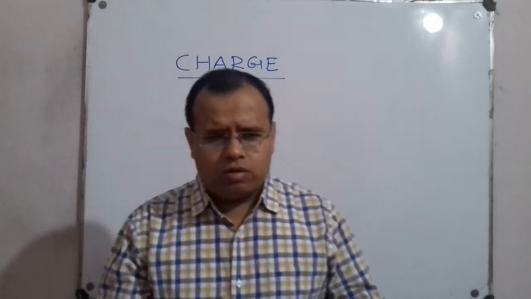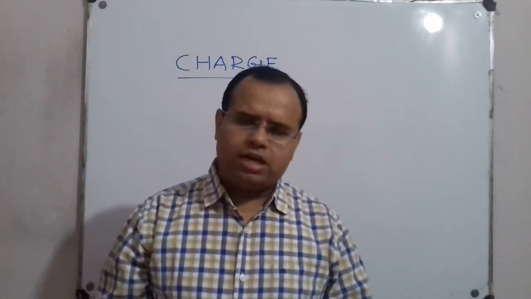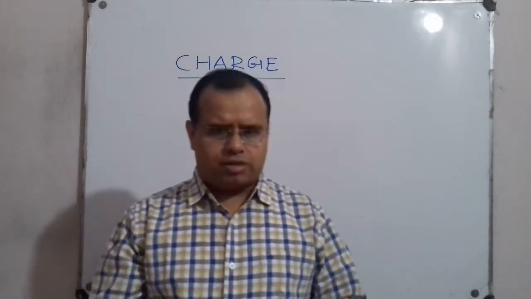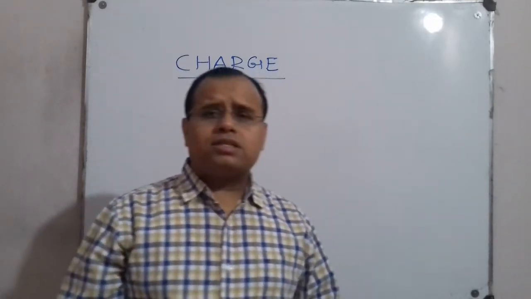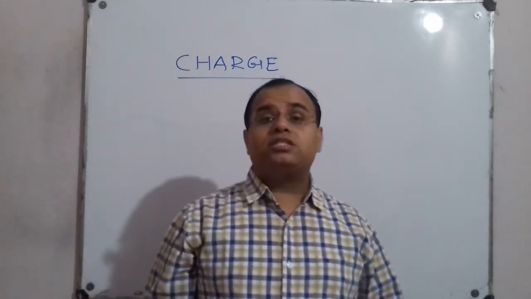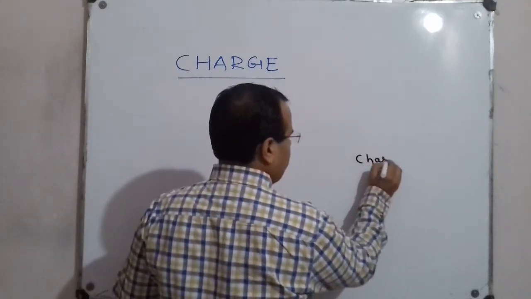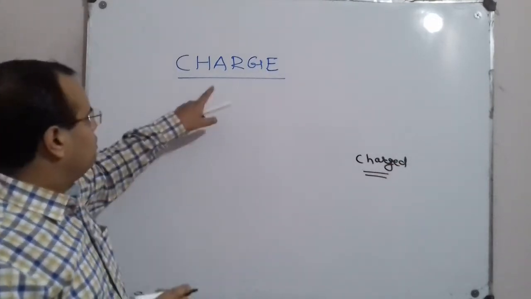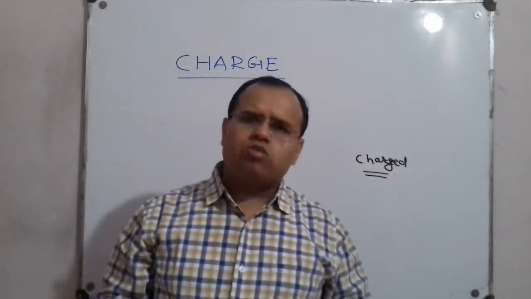Of course the comb gets charged, or if you rub a plastic scale against your dry hair and then bring it near the paper pieces, the paper pieces get attracted towards the scale. When we ask what has happened to it, you say that the comb or the scale gets charged. So what is charge? It gets charged, it means that it acquires a particular property. What is that property? That property is charge. They acquire charge. So what is charge?